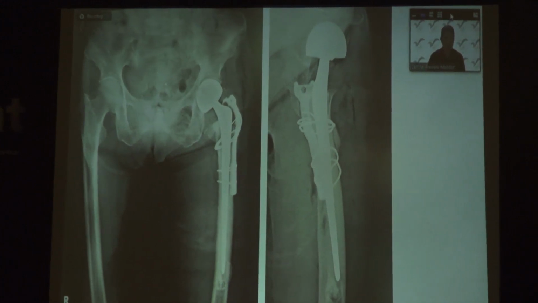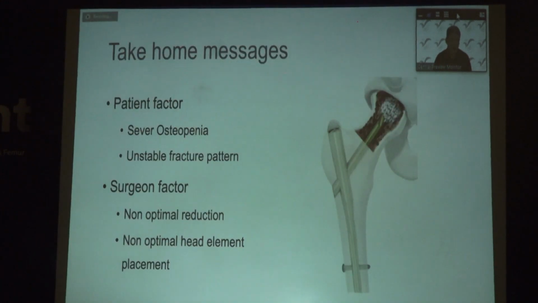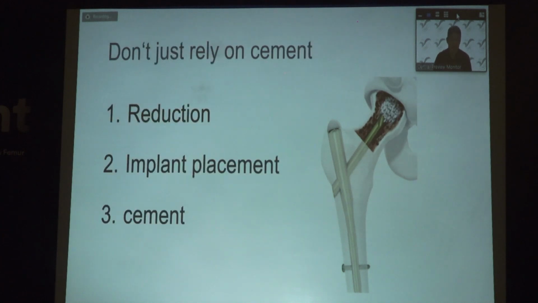So the take-home message, the indication for the cement augmentation, there are patient factors and surgeon factors. Severe osteopenia and unstable fracture patterns are the variables that you cannot control, but the non-optimal reduction or the non-optimal head element placement are the factors for the surgeon that you might consider using cement. But just don't rely on cement. Always get the reduction and try to get the perfect implant placement. And then, after all your effort, think about using cement. Thank you.